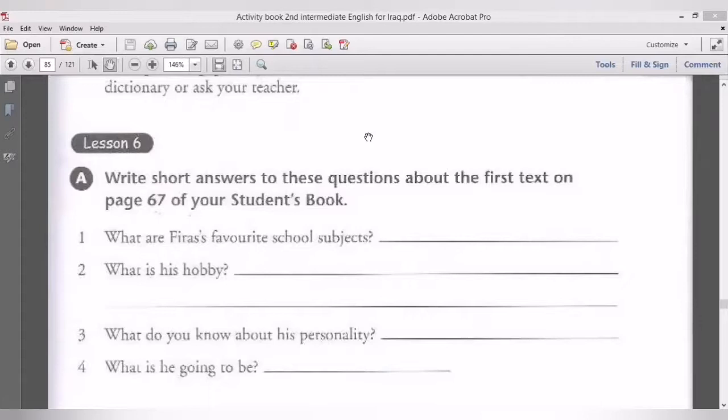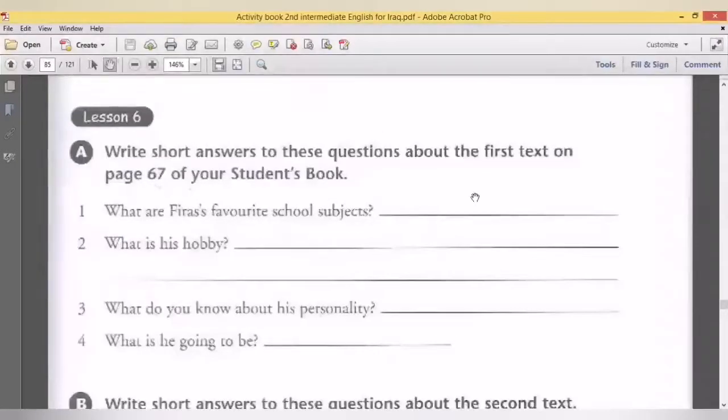Let us do these exercises. First, exercise A on page... what? On page 84, right? No, 85. Write short answers to these questions about the first text on page 67 of your student's book. Now, the first one. What are Firas's favorite school subjects?